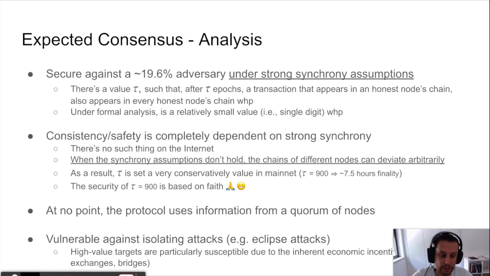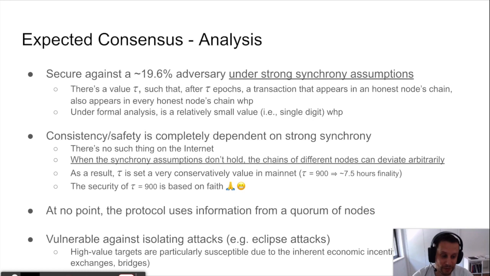This means that consistency and the safety of the protocol is completely dependent on strong synchrony. So when the synchrony assumptions do not hold, the chains of different nodes can deviate arbitrarily. As a result, the value of tau is set to a conservative value in Filecoin mainnet. Currently, this is set to 900 epochs, which corresponds to a finality time of 7.5 hours. This happens because the protocol at no point uses information from a quorum of nodes, so you really need to let the chain build over a very long number of epochs to have some notion of security.